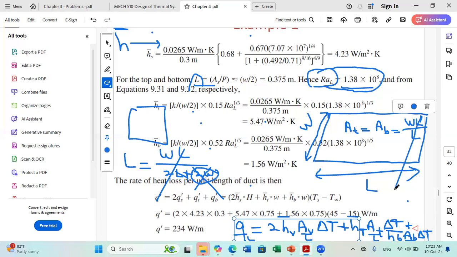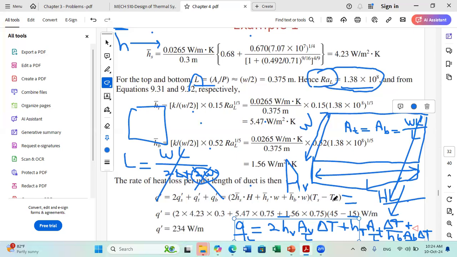Now, for the vertical, area vertical, so for the vertical sides, what do you have? You have the height. This is the vertical area. Height times L, so equal H times L. And when you divide by L per unit length, you just have H. That's why, as you can see, they took delta T into factor because delta T is the same everywhere.